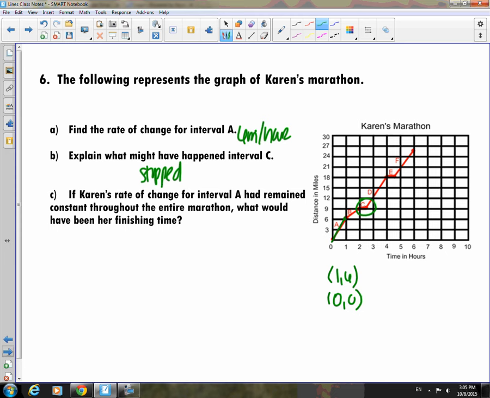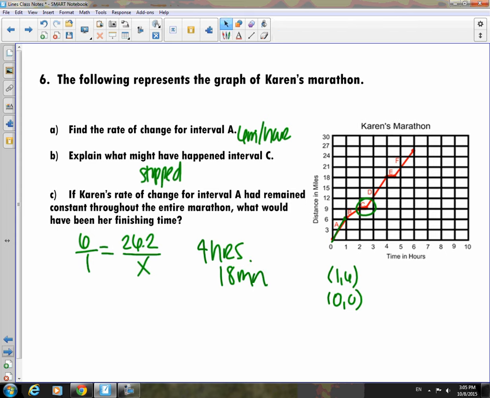Okay. And then if Karen's rate of change for interval A had remained constant through the entire marathon, what would have been her finishing time? So if she had run 6 miles in 1 hour and she had to run 26.2 miles, because that's what a marathon is, and you wanted to know how many hours, we would go ahead and set up that nice proportion, cross multiply. That would have been about 4 hours and 18 minutes, which is a pretty decent marathon.